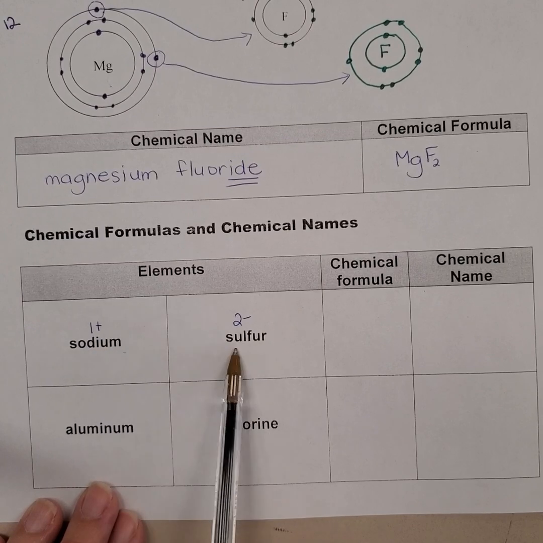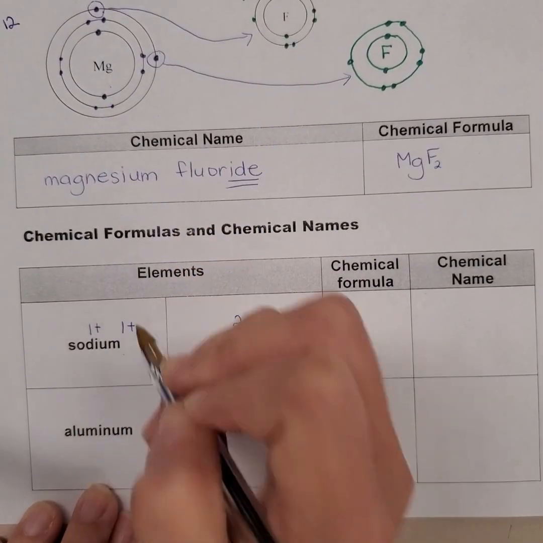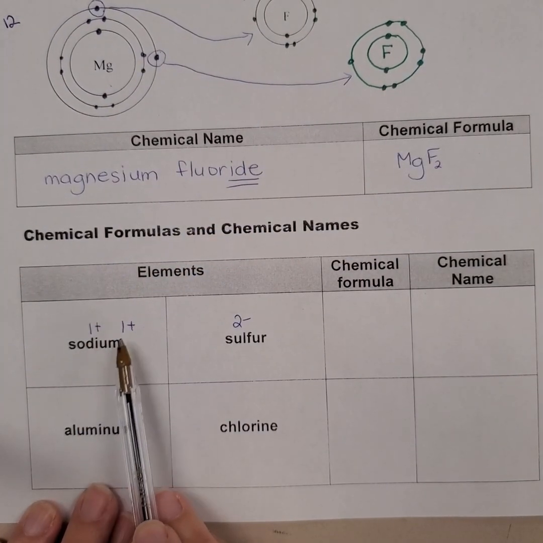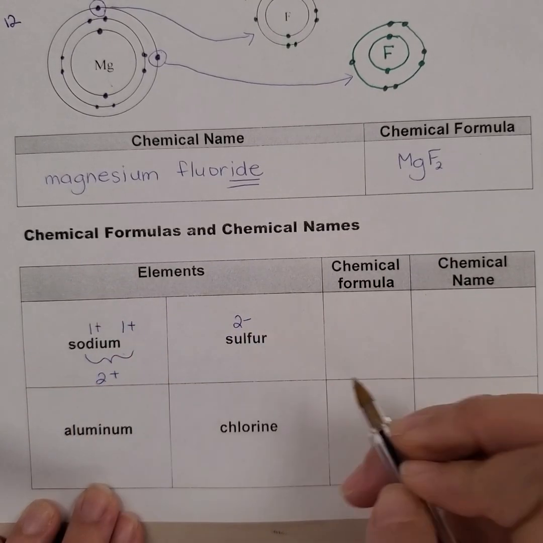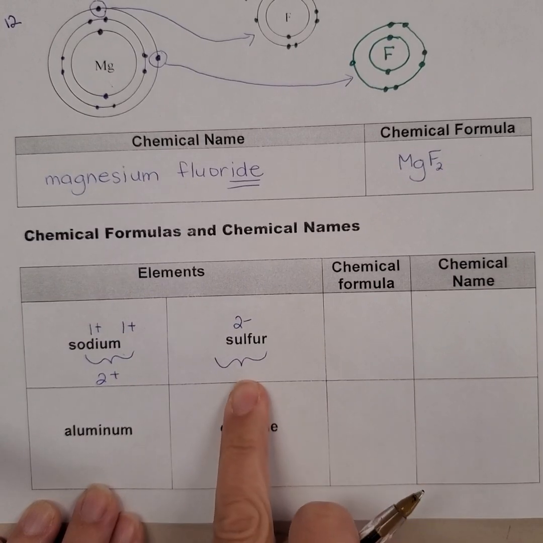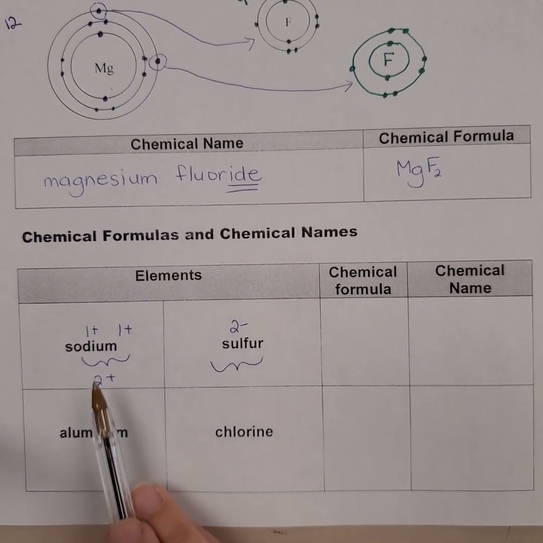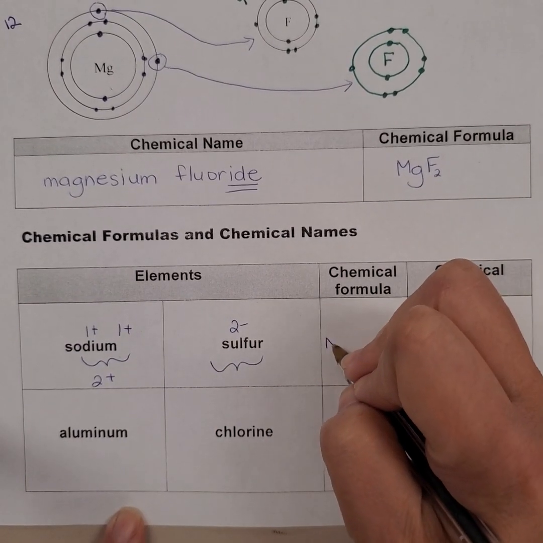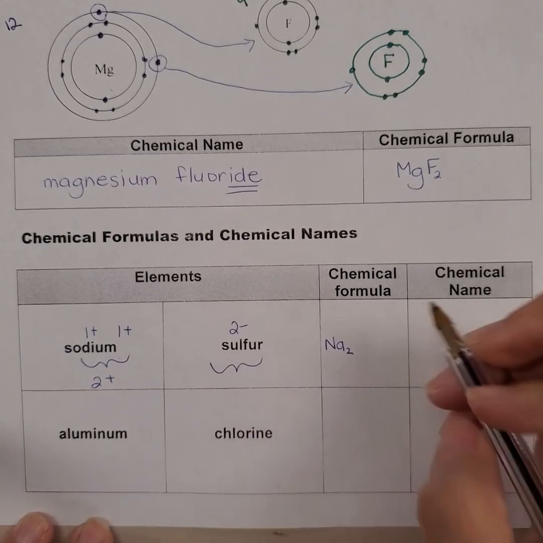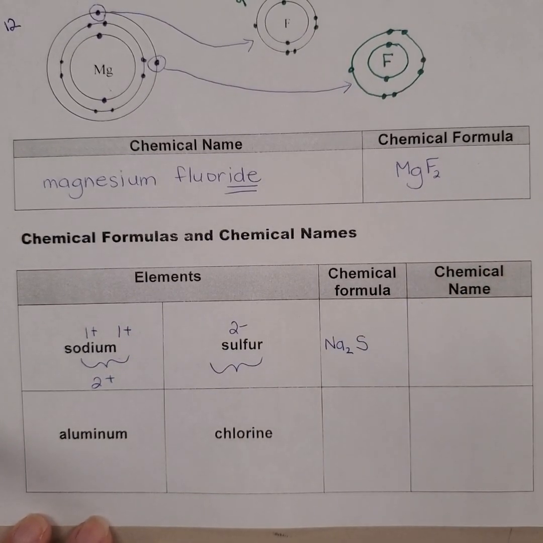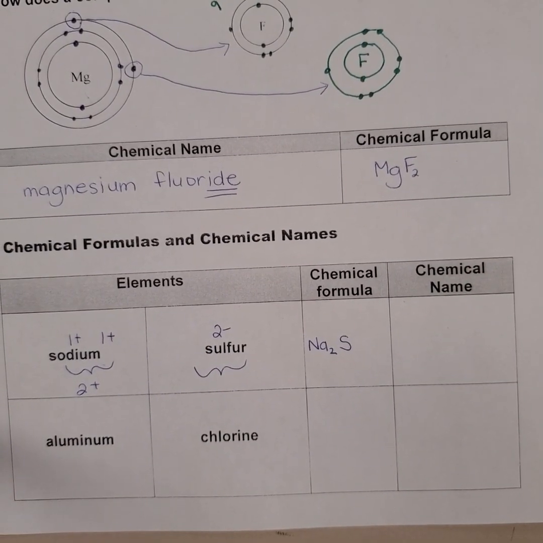So in order to balance this out, I need another sodium. So that 1+ and 1+ over here, when I add them together, it's 2+, and it should balance out on the other side with a 2-. So the chemical formula then becomes Na, and I have 2 sodiums, so I put a subscript 2, and I need 1 sulfur, so the symbol for sulfur is the capital S.